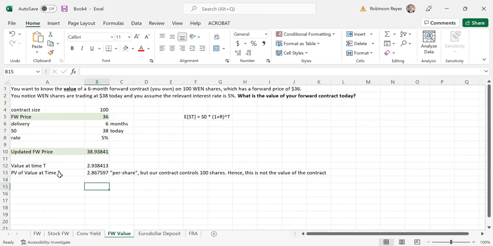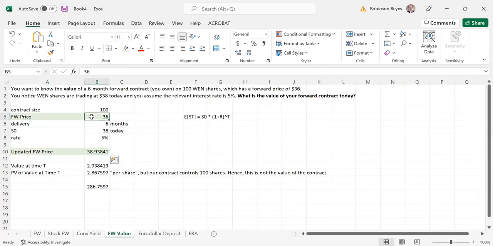And then finally, we just multiply this price, which is the present value, by 100. So in more intuitive terms, this is simply telling us that you have a forward contract in your hands. So 6 months from now, you're able to buy at 36, and you could sell a forward contract at 38.93 today, once you calculate that the updated price is 38.93.